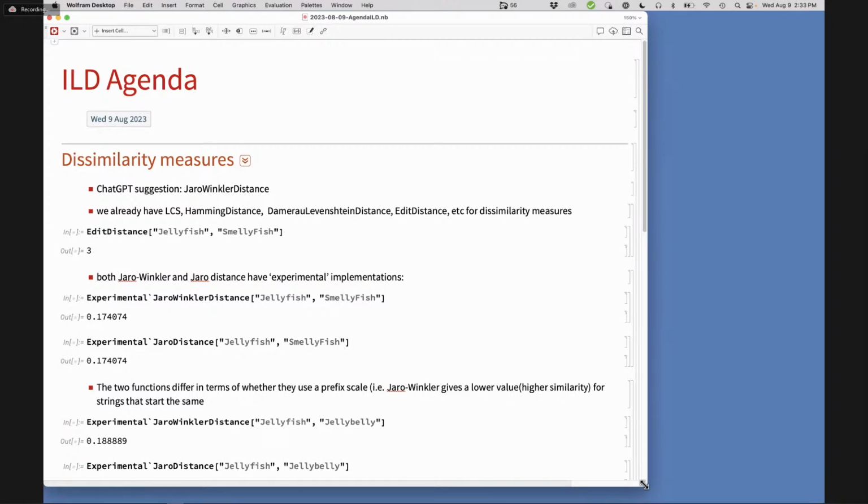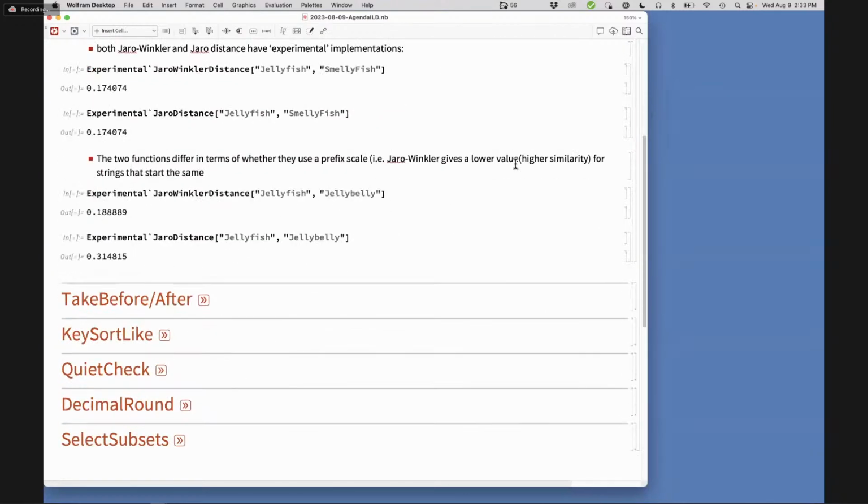There are two very similar measures, Jaro distance and Jaro-Winkler. They basically just differ in how they handle a prefix scale. Okay. But they're typically named separately like that. Yeah. So Jaro-Winkler is basically a special version of Jaro distance that gives extra weighting for similarities at the beginning of a string or a vector.